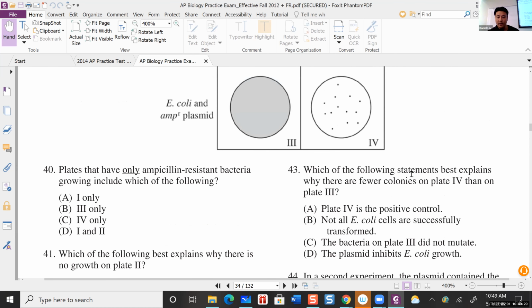Let's look at two more. Which of the following statements best describes why there are fewer colonies on plate 4 than on plate 3? Well, we knew because the ones that did not transform died, right? Not all E. coli cells were successfully transformed. The ones that did not transform died because this has ampicillin. This has none, right? No ampicillin. Plate 4 is a positive control? No. Bacteria on plate 3 did not mutate? There's nothing to do with mutation. Plasmid inhibit doesn't make sense. Okay, so at worst you have two choices. This is not a positive control. This is your experiment. For your control, you want to use a negative control here. A positive control does not make sense.